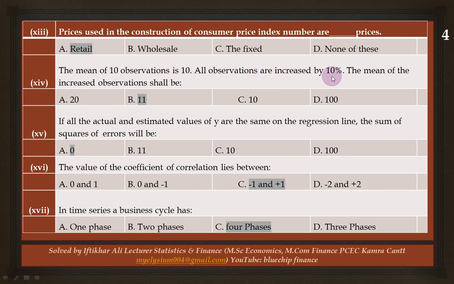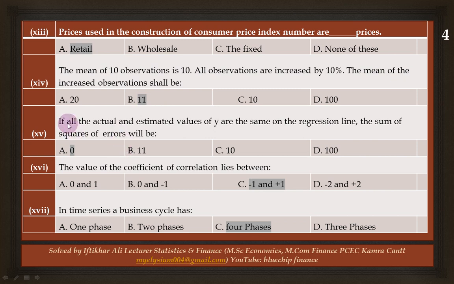Objective 14, the mean of 10 observations is 10. All observations are increased by 10%. The mean of the increased observations shall be 11. Because the mean of the 10 observations is 10, if all observations are increased by 10%, then simply the mean will also increase by 10%. So 10% of 10 is 1, so 10 plus 1 equals 11.